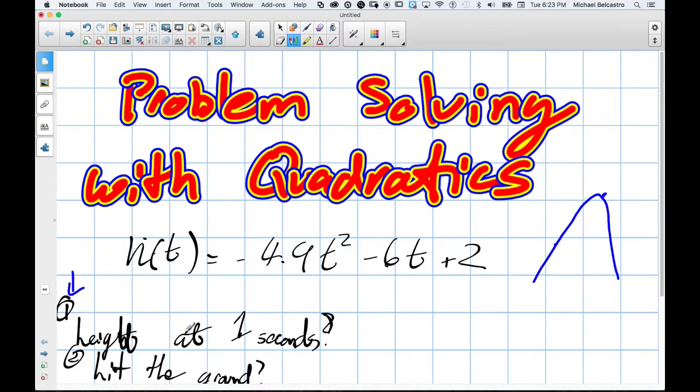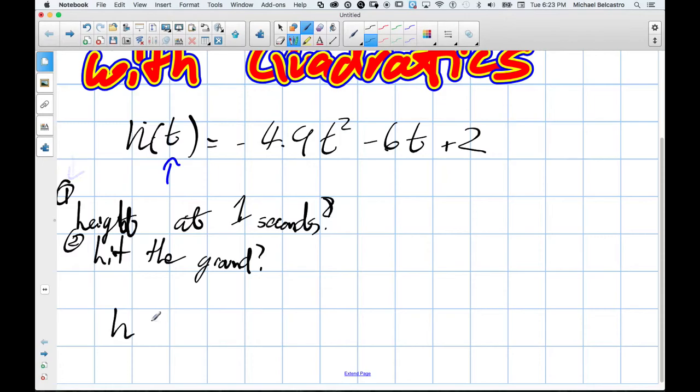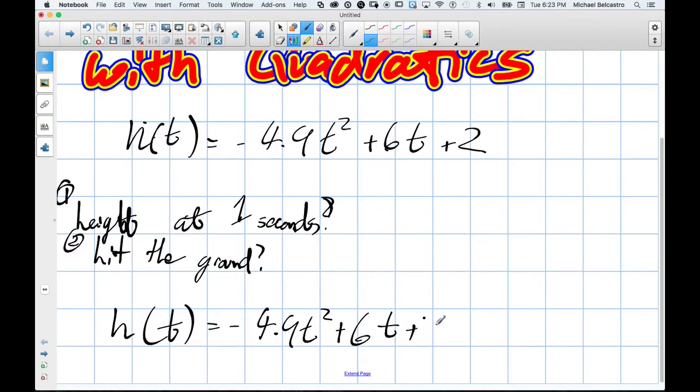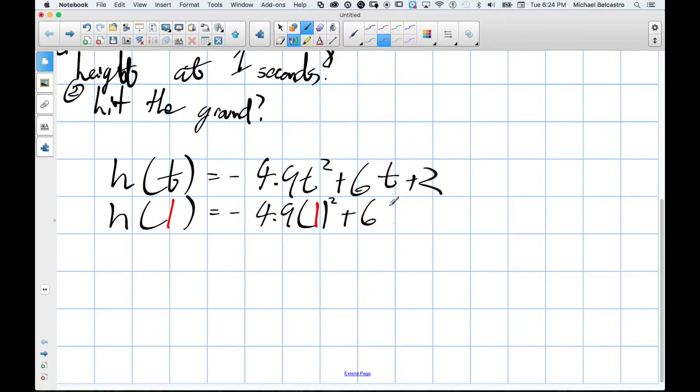So the very first question says the height after 1 second. In other words, they want to know when t is the value of 1. So we'll write the equation. H of t is equal to negative 4.9t squared plus 6t plus 2. We need to find when t is the value of 1, so what we're doing is plugging in 1 for all of the t values. So here we have 1 squared, that's the t value of 1, plus 6 times 1, I should write the brackets right, plus 2.